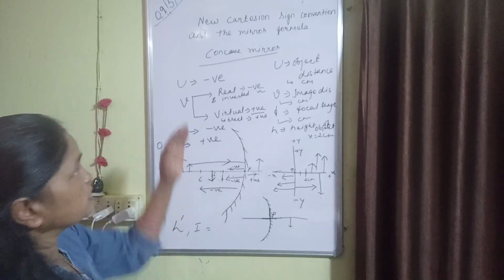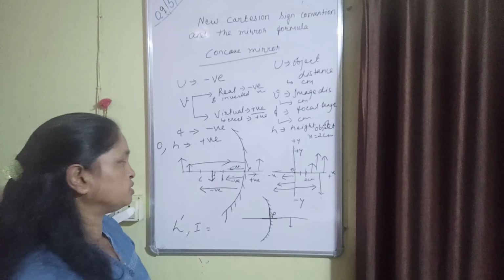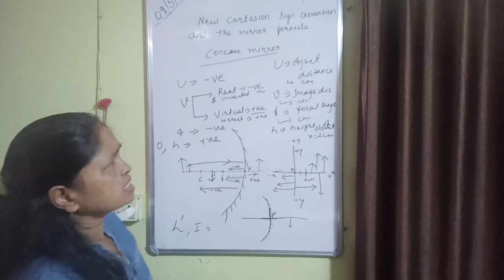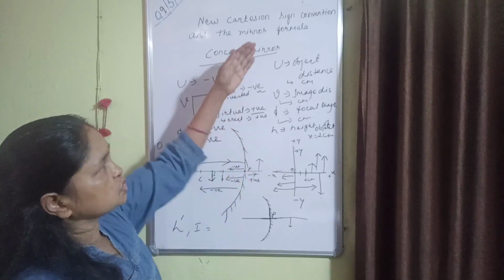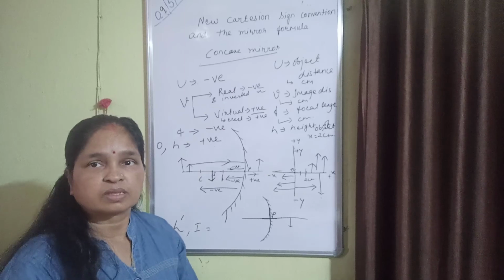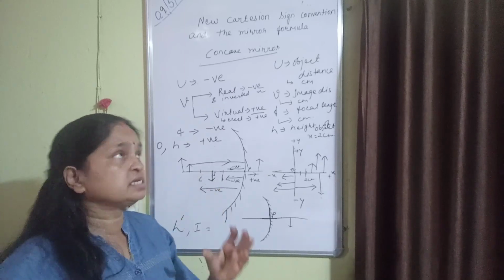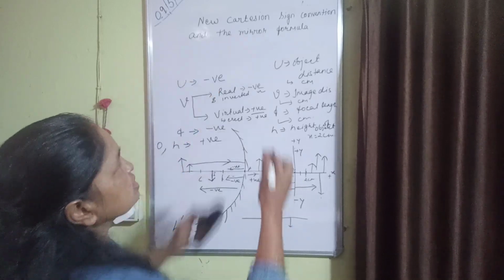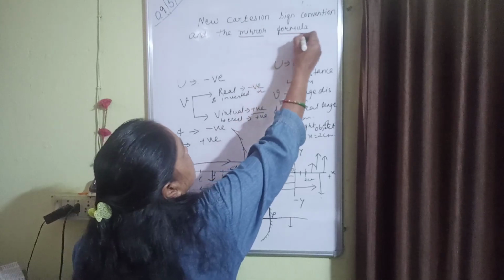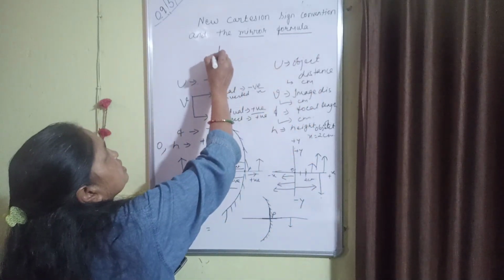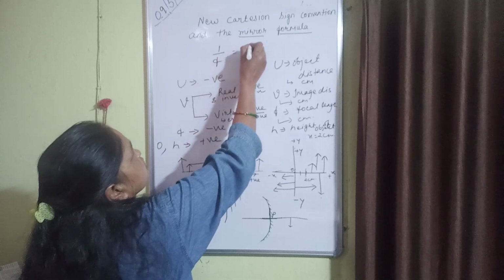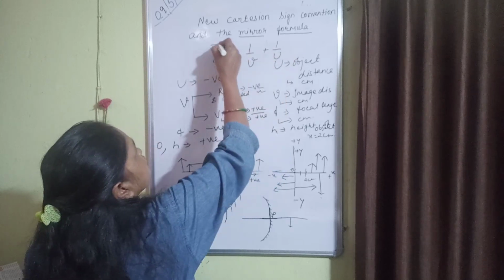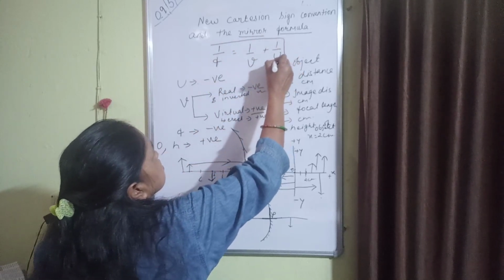So students, hope you have understood this. If you have understood this, then one more thing. What is the relation between U, V, and F? That relation is known as the mirror formula. So what is the relation? 1 by F is equal to 1 by V plus 1 by U. For both mirrors, you will use this formula.